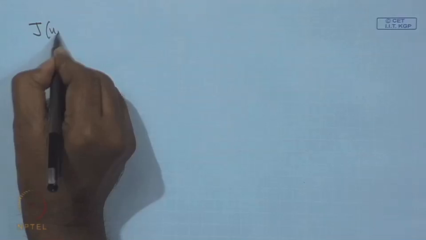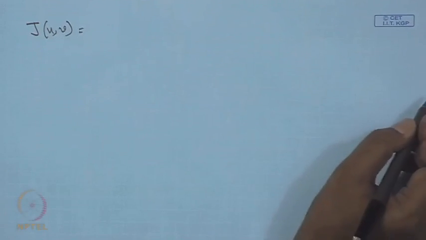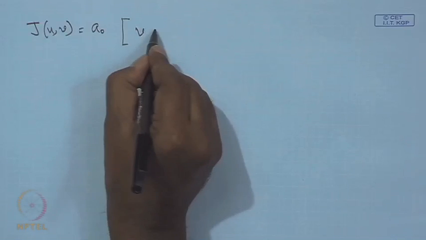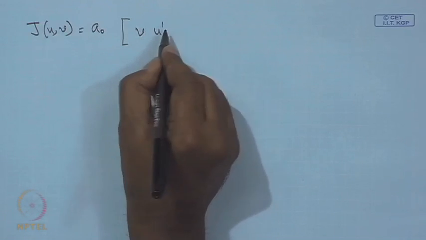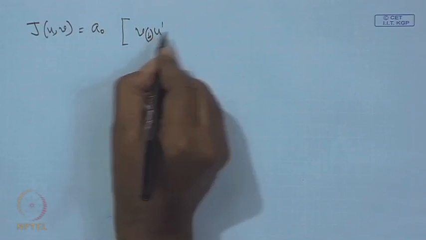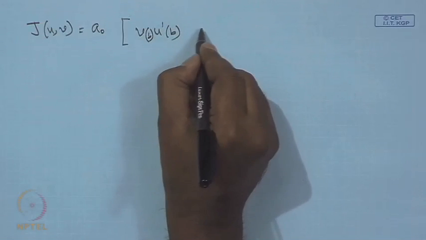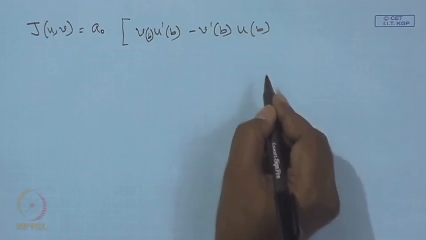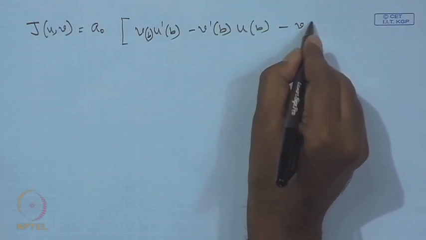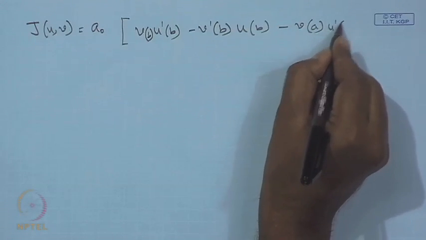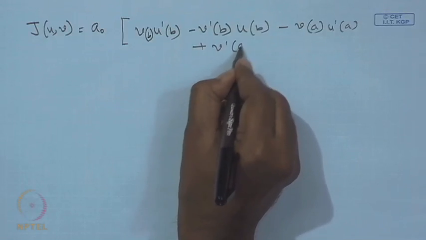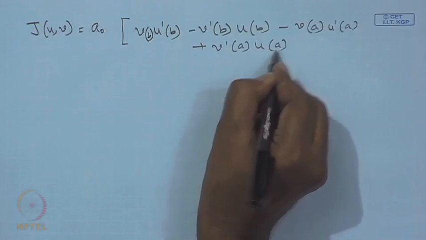Now, let us evaluate the bilinear concomitant term. So, this becomes a0 [v u' evaluated at b minus v' evaluated at b u evaluated at b minus v evaluated at a u' evaluated at a, minus minus plus v' evaluated at a u evaluated at a].